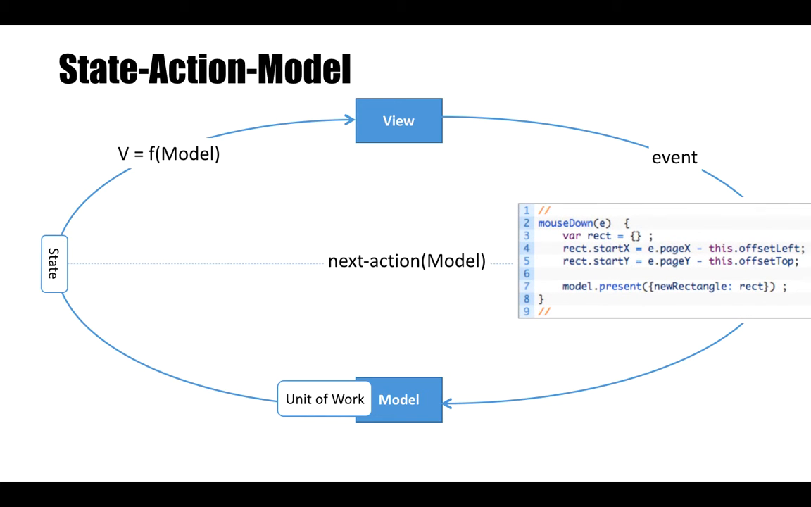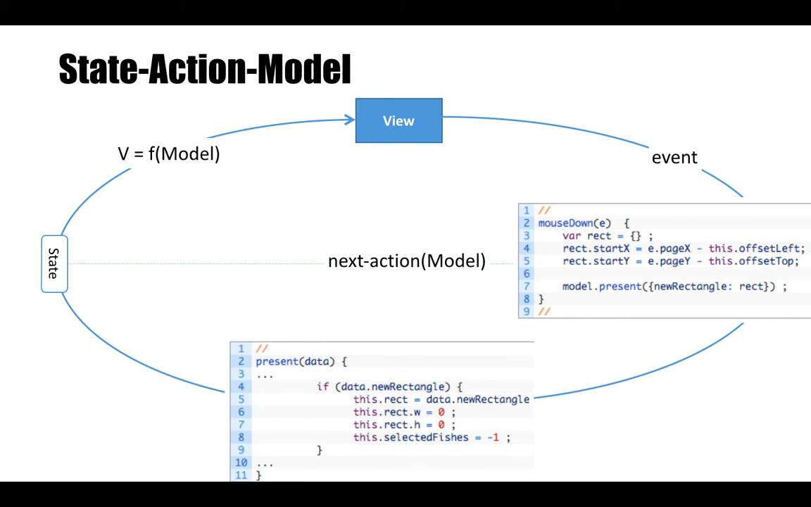So the first piece of code is an action. The action translates the event into a proposal, and here we'll translate the position of the mouse down event into a new rectangle request to the model. As a unit of work, the model will accept that new request, and we'll do a number of initializations.